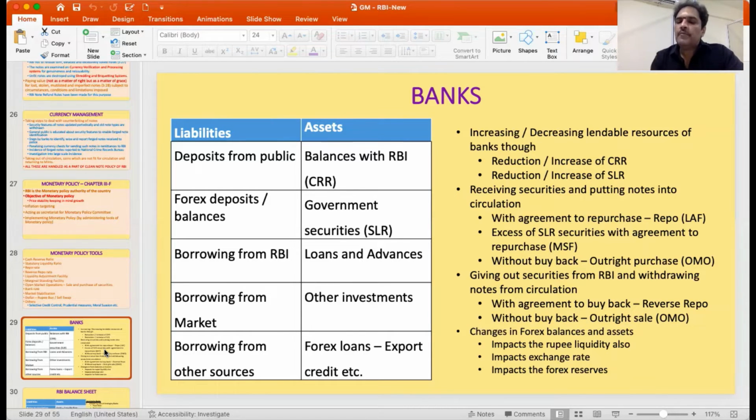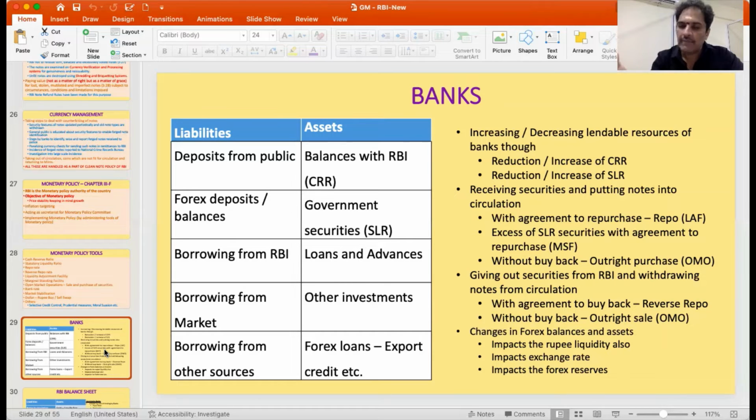Then the other important aspect which has monetary policy implications is the incoming and outgoing of foreign exchange. Where there is a fluctuation in foreign exchange, suppose foreign exchange is coming into the country, then there is an excess of foreign currency. Unless there are foreign currency loans to be taken, this money available with the bank will be in surplus. So when you have surplus foreign exchange, the price of the dollar will depreciate and your exporters will have a problem.